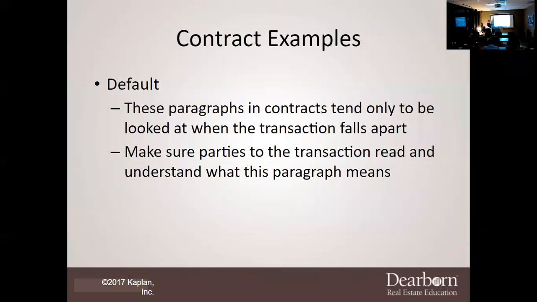Now, as you can see, these paragraphs in the contracts tend only to be looked at when the transaction falls through. Make sure parties to the transaction read and understand what this paragraph means. I cannot emphasize it enough. There is one firm in town, I love what they do. They have their clients not sign, but initial next to that.